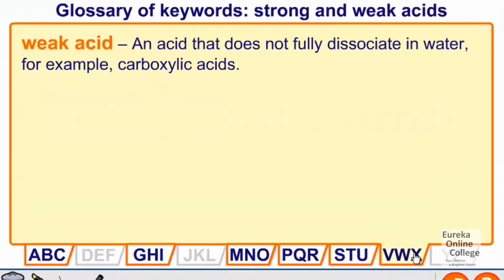A weak acid is an acid that does not fully dissociate in water. For example, carboxylic acids. You could also think about carbonic acid. You could also think about citric acid.